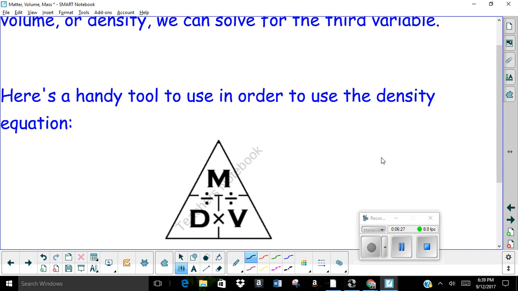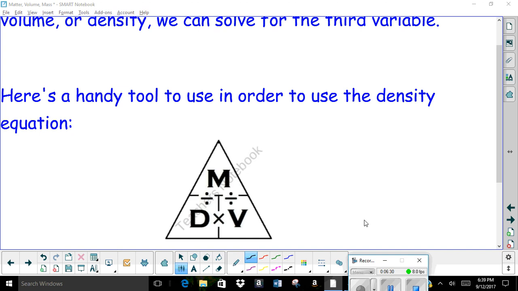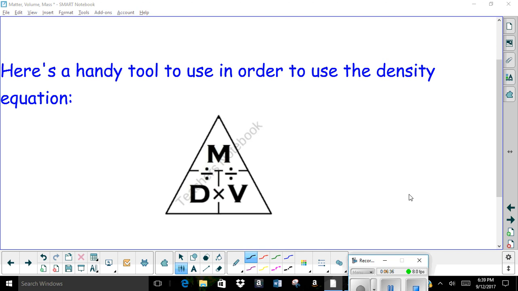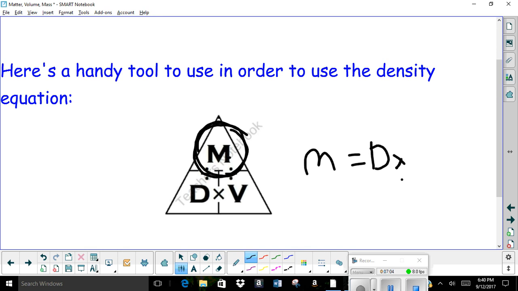This triangle here is an incredibly handy tool to copy down. So this is your density triangle. Let's say here that I want to solve for mass. I cover it up or circle it. And when I circle it, I'll put it over on the left-hand side of the equation, and I look down at the bottom of the triangle and see that mass is going to equal density times volume. So that's an easy way to rearrange the density equation in order to solve for mass.